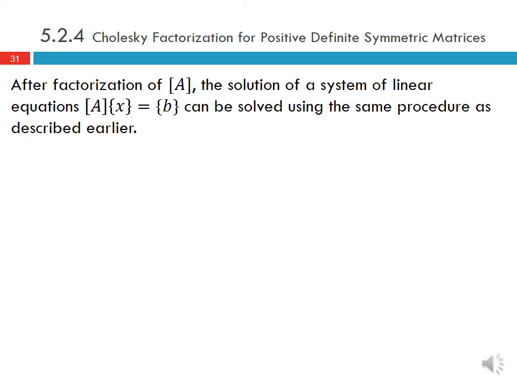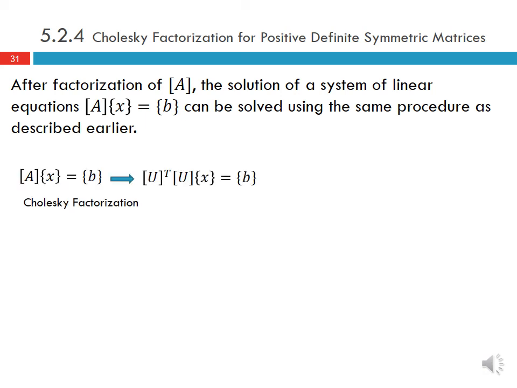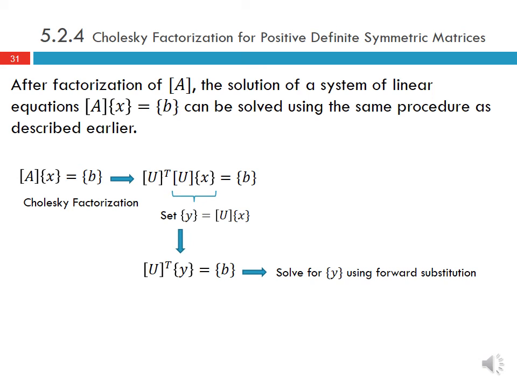After factorization of A, the solution of a system of linear equations AX equals B can be solved using the same procedure as described earlier. So we start with our AX equals B. We use the Cholesky factorization to give us our system in this form, U transpose U X equals B. We set Y equal to UX. So then we look at the system U transpose Y equals B, and we solve this for Y using forward substitution. We then look at our system UX equals Y and solve for X using backward substitution.